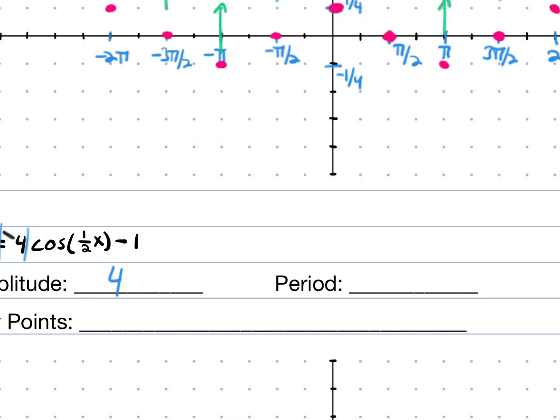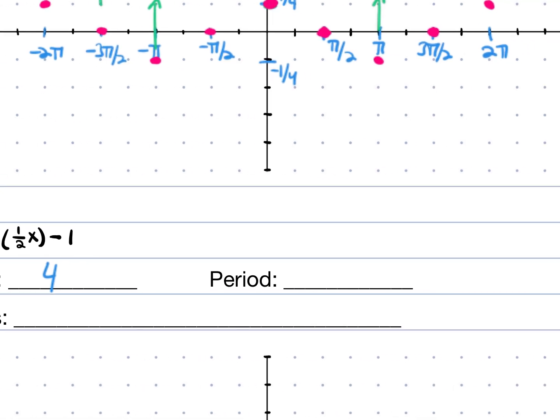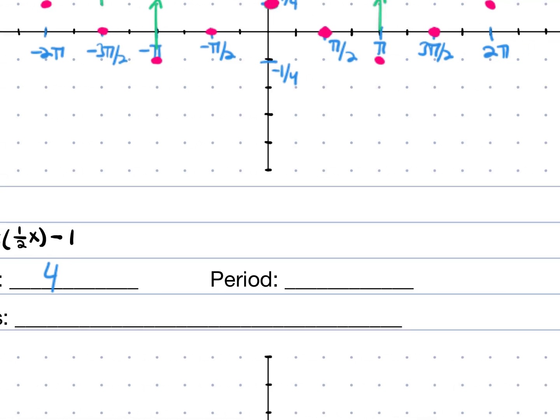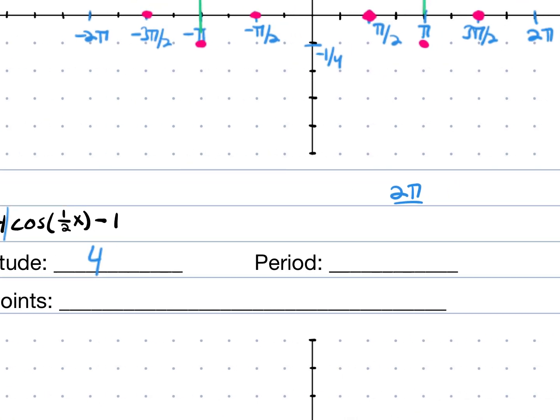All right, how do we find our period? Good, right? 2 pi over 1/2. How would I simplify that? Good, right? So then you would do 2 pi times 2 over 1, which is 4 pi, right? So your period here is 4 pi.